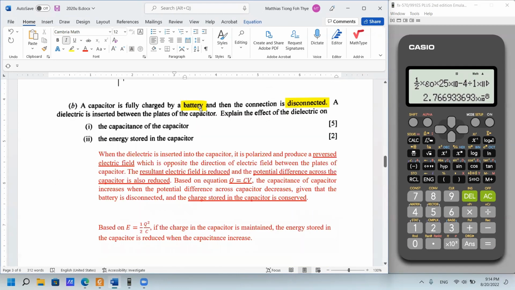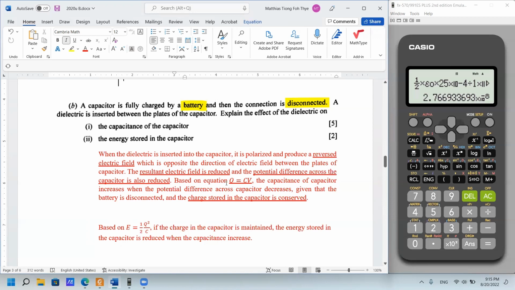A capacitor is fully charged by a battery and the connection is disconnected. A dielectric is inserted between the plates of the capacitor. Explain the effect of the dielectric on the capacitance and also the energy stored in the capacitor. There's one keyword here you need to notice: the battery is disconnected, which means the charge inside the capacitor is conserved. When the dielectric is inserted, it will be polarized and produce a reverse electric field, opposite to the direction of the electric field between the plates of the capacitor. This reduces the resulting electric field and also the potential difference across the capacitor.